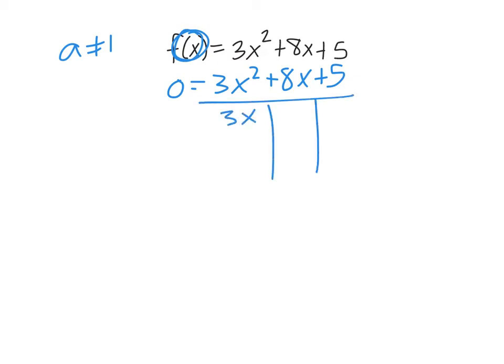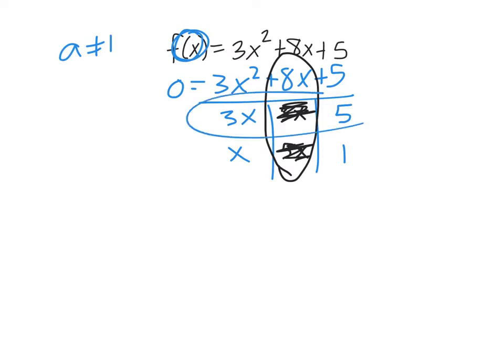As I find my factors, I get 3x times x. And on the right side, I have 5 times 1. Now where do I put the 5 or the 1? Well, I'm going to put the 5 on top and the 1 in the bottom, because when I cross multiply, I get 3x here, I get 5x here, and I add it up to actually 8x. So my factors here are 3x positive 5, x positive 1.